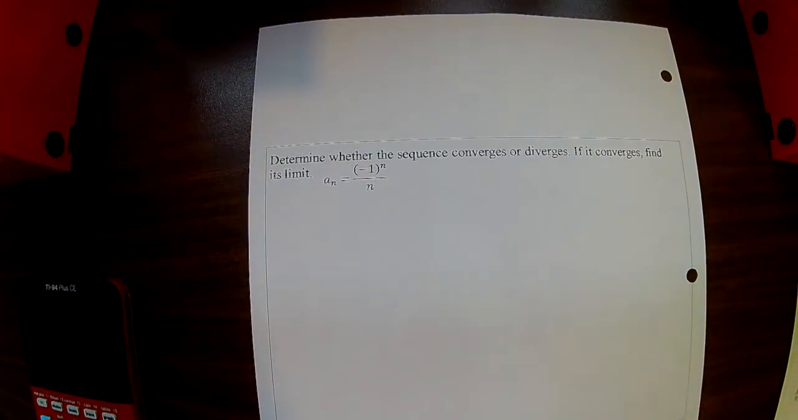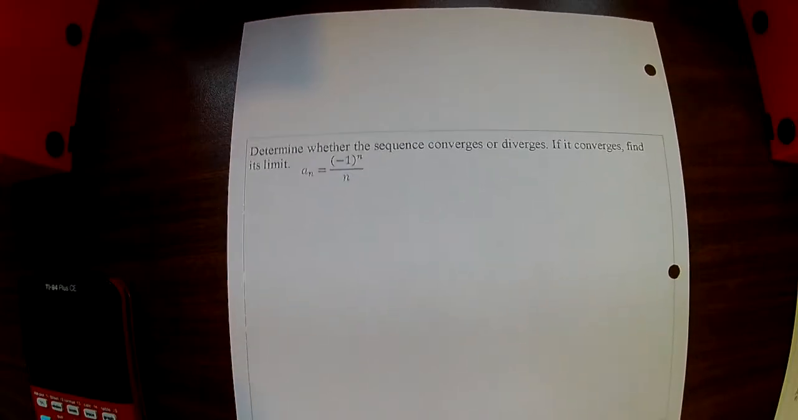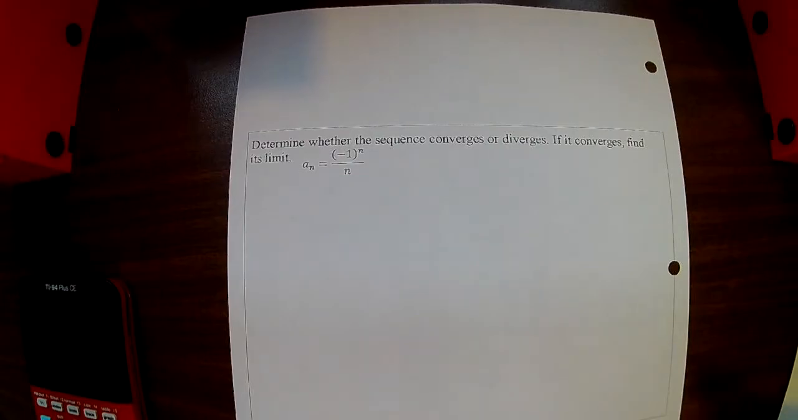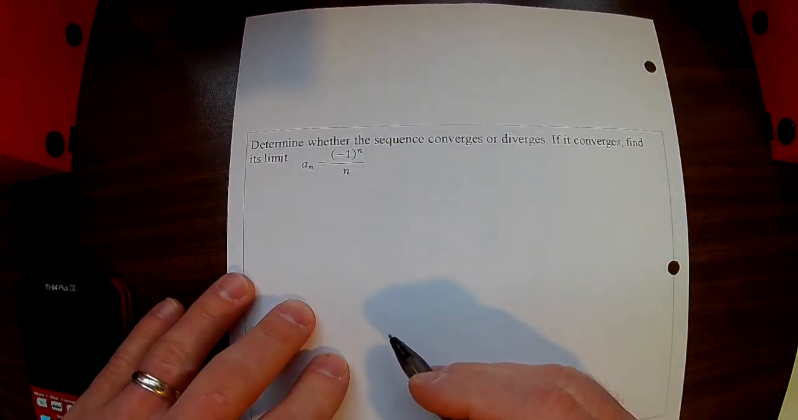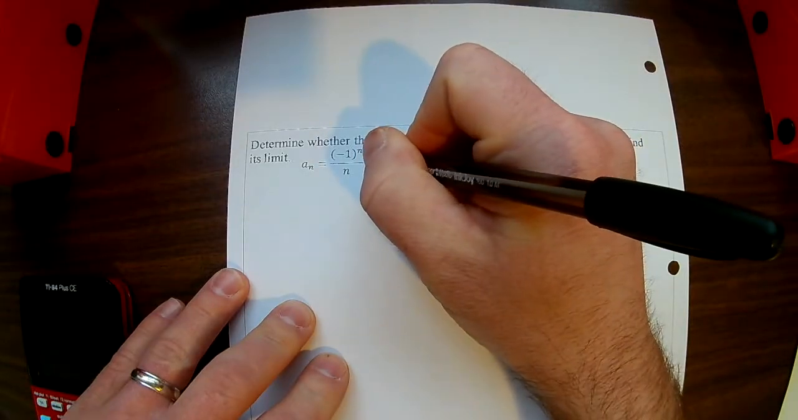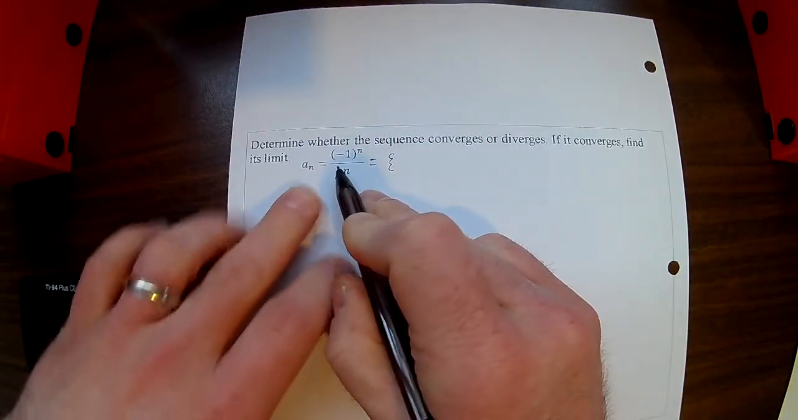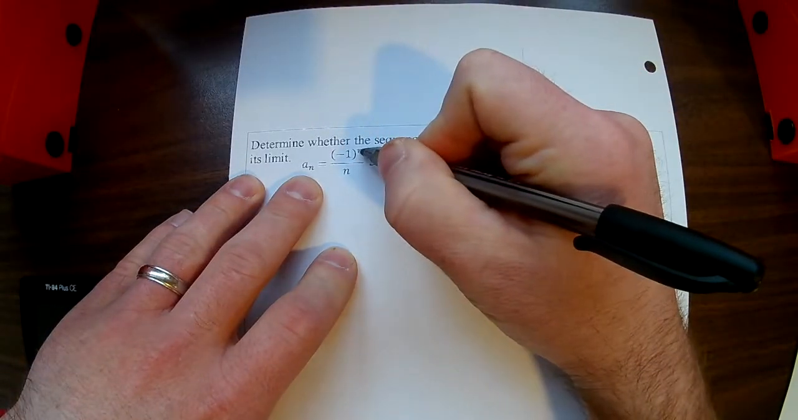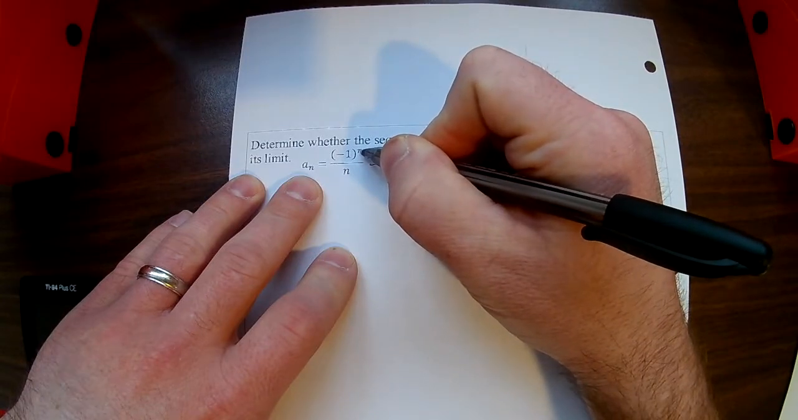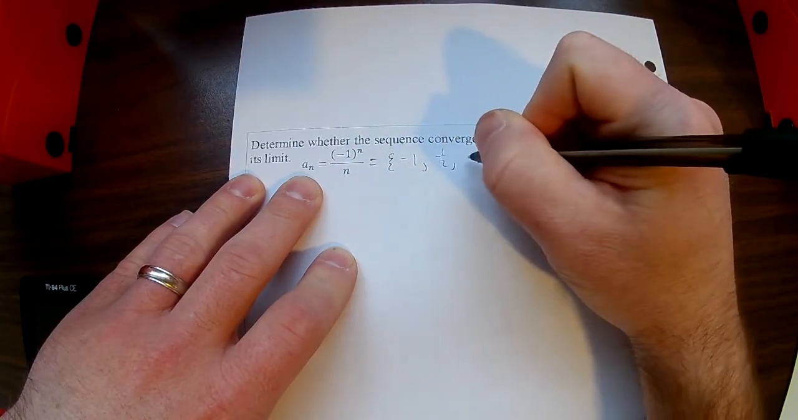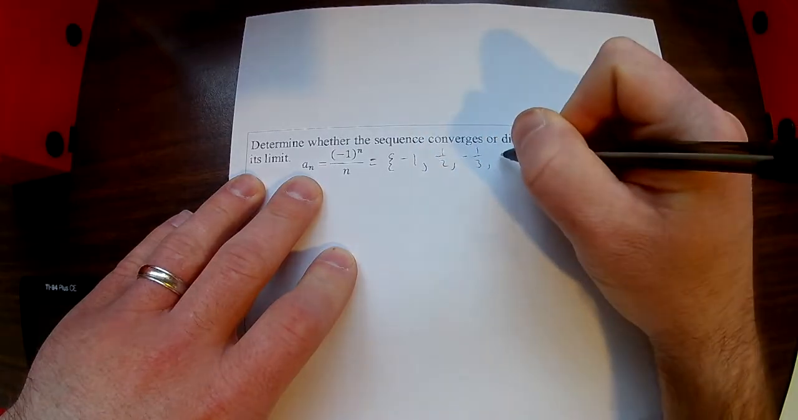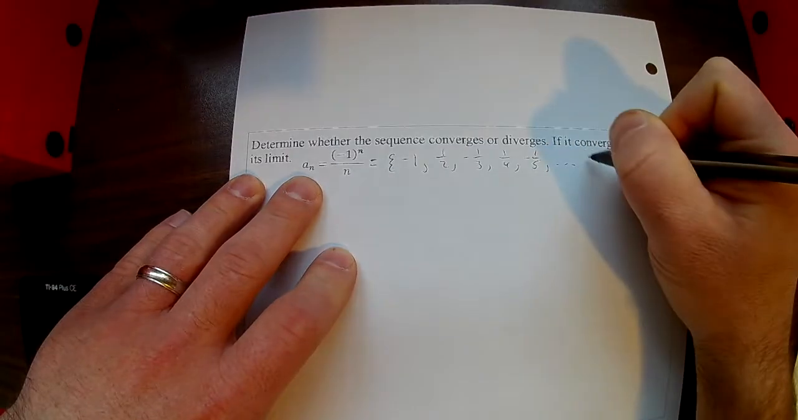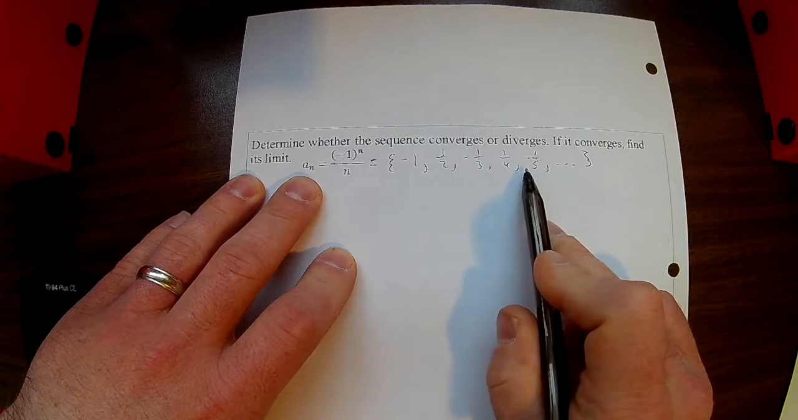Determine whether the sequence converges or diverges. If it converges, find its limit. Okay, cool. All right. So in order to find this, when I look at this, writing this out, a sub 1 would actually be negative 1. A sub 2, when I raise the negative to the second power, becomes 1/2. Then I've got negative 1/3. Then I've got 1/4, negative 1/5. I'm specifically trying to get you guys to acknowledge that this is an alternating sequence.